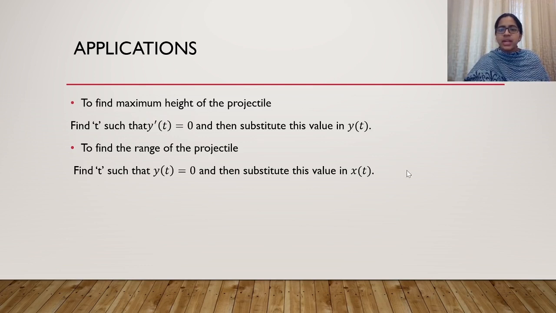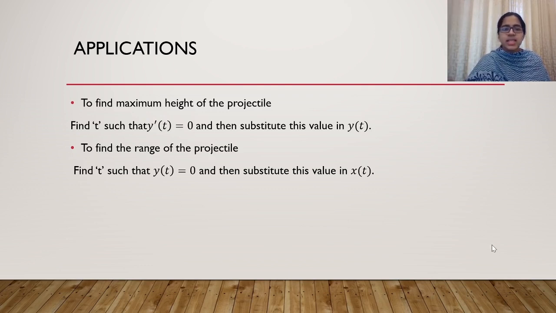And we have to find the range. In height, we have to find a t such that y dash of t is 0. And to find the range, we have to find a t such that y of t is equal to 0, and then substitute this value in x of t. That will give us the range of that particular projectile.